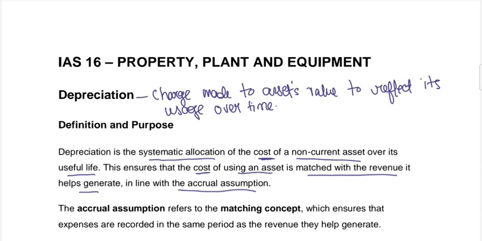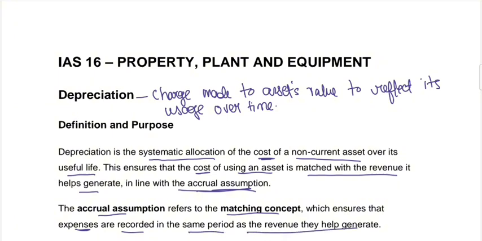But what happens is, with the passage of time, because that asset is going to help generate revenue, right? This was one of the recognition criteria of the asset, that it should help you generate economic benefits. So as the asset generates economic benefits, you charge depreciation to that asset with the intention of matching that charge with the revenue that the asset has generated for you. And we know that this happens under the accrual assumption, because the accrual assumption essentially is a matching concept, which ensures that expenses are recorded in the same period as the revenue they help generate.